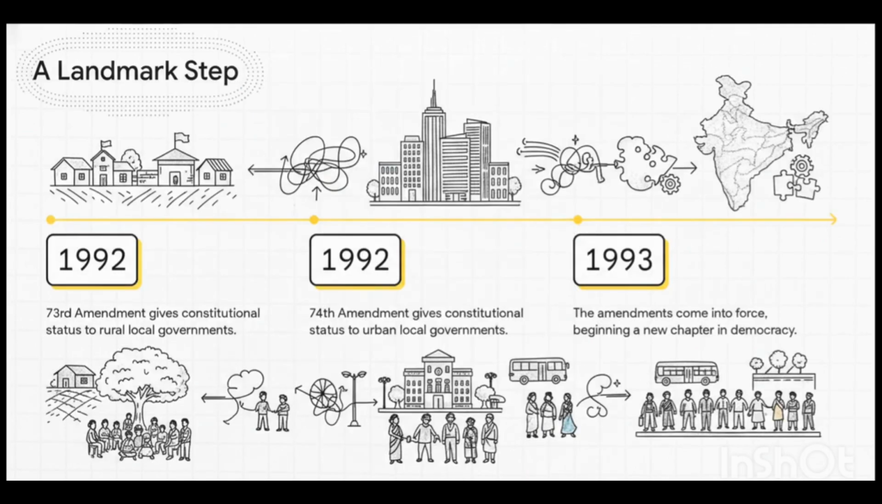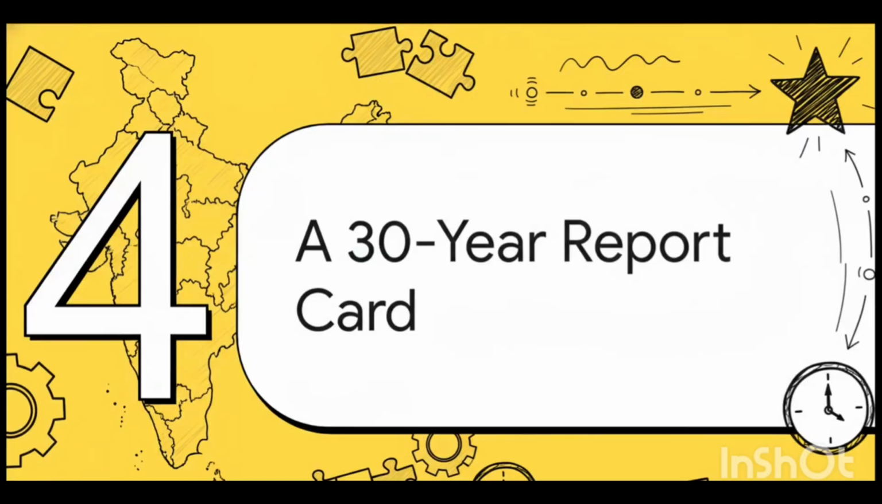And this became a constitutional reality back in 1992. 2 really historic amendments created a brand new third tier of government: panchayats for rural areas and municipalities for cities and towns. This embedded local self-government into the very fabric of Indian democracy. Those huge changes officially came into force in 1993. That was more than 30 years ago.